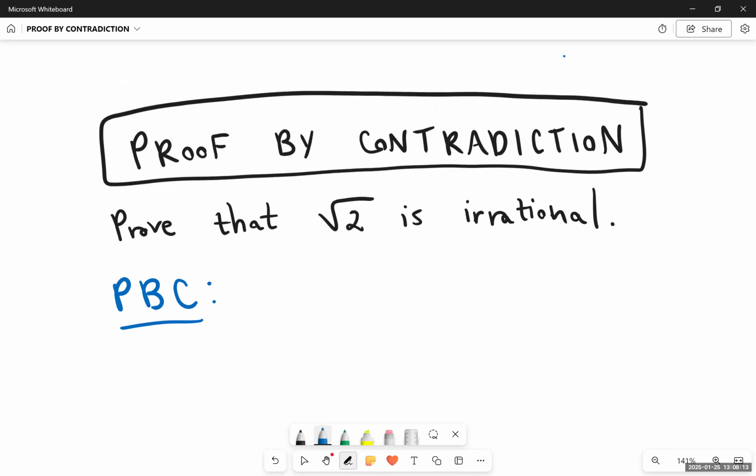We start by just assuming the exact opposite of the statement that we're trying to prove, and then eventually get to a point at the end where we see, oh, there's a contradiction, therefore the original statement must have been true. All right, so what would be the opposite of this statement that root 2 is irrational? Simply to assume the square root of 2 is rational.